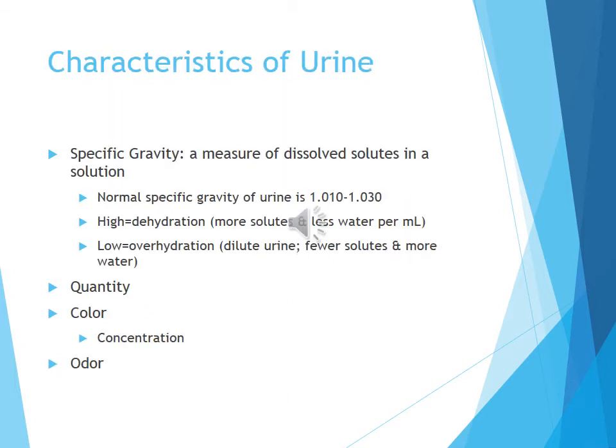Characteristics of urine: you have specific gravity. It's a measure of the amount of dissolved solutes in a solution. So normal is 1.01 to 1.030. If you have too much, you're going to have dehydration, and if your numbers are low, you're going to have overhydration. You want to check the quantity. So how much have they been going, the color, concentration, the odor.